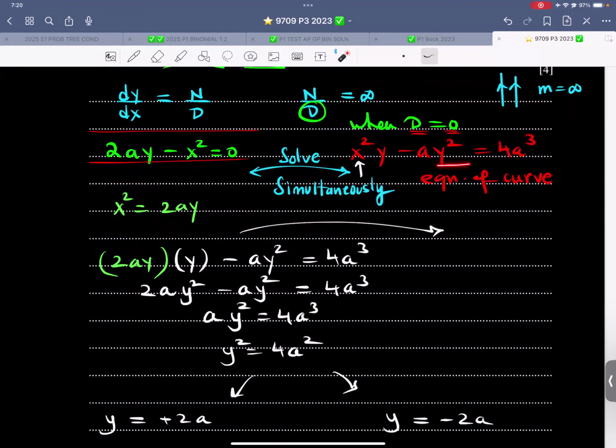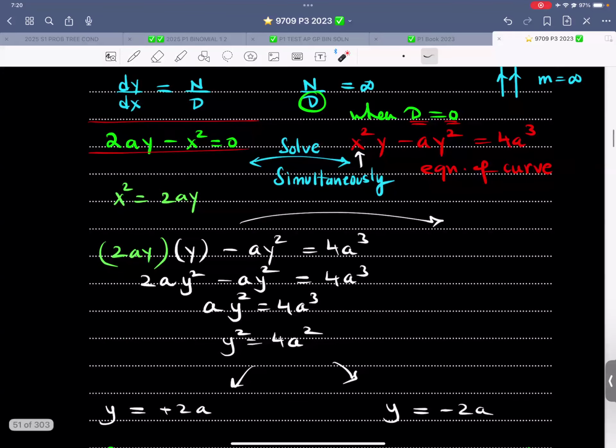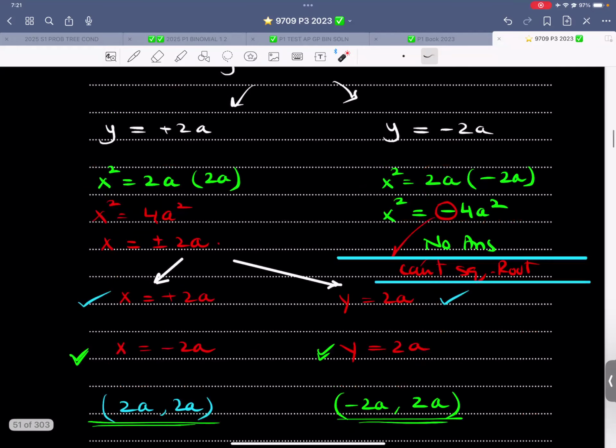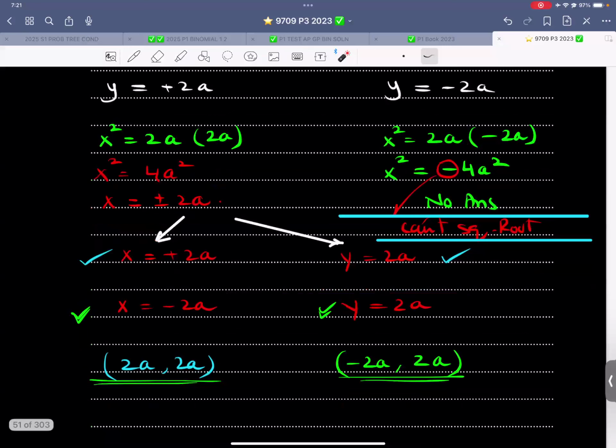We solve it simultaneously with the equation of the curve. So make x squared the subject. Wherever there is x squared, just replace it. Y square is 4a square, y is plus 2a, y is negative 2a. When we plug this thing over here, we get x is plus minus 2a. We cannot take square root of a negative number. We discard it. And then over here, when x is 2a, y is 2a. When x is negative 2a, y is 2a. So these are the two coordinates.